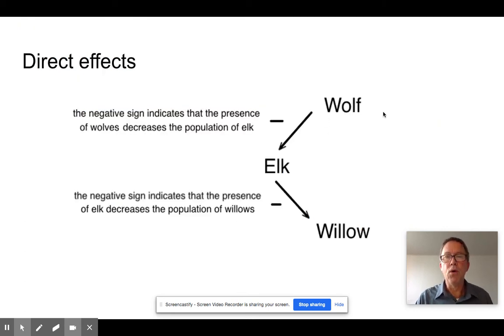So wolf has a direct effect because it eats elk. It's a negative sign because more wolves means less elk. Now, elk eat willows, and the more elk you have, the less willows you have. So more of these means less of those, so it's a negative sign. So this is basically how it would look prior to triggering the cascade.